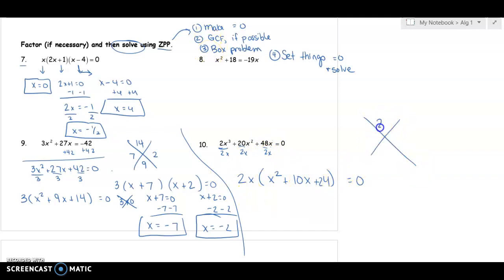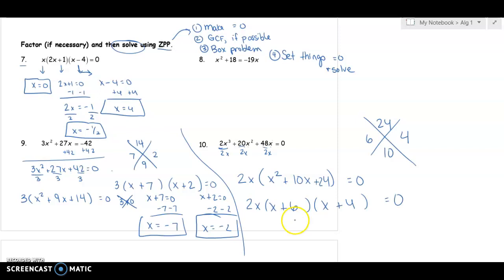Box problem. It's got to multiply to be 24 and add to be 10. So think about all the numbers that multiply to be 24 and add to be 10, which is 6 and 4. We're going to have two sets of parentheses. X goes at the front of both. Since it's positive 6, you put plus 6. Positive 4, you put plus 4.